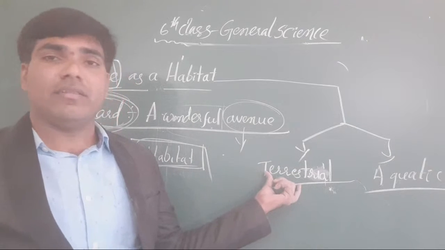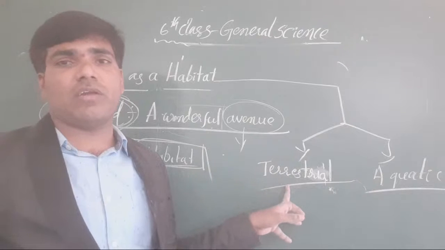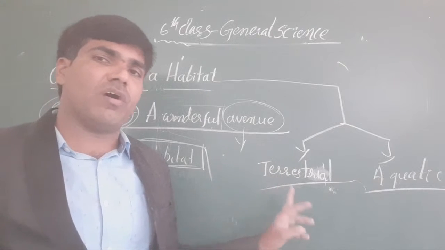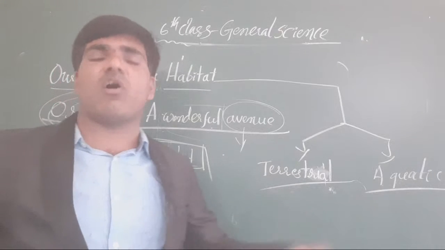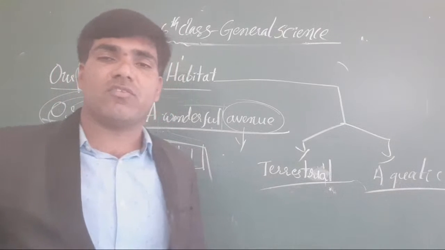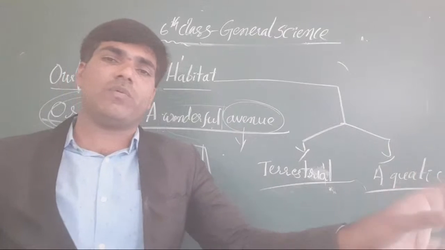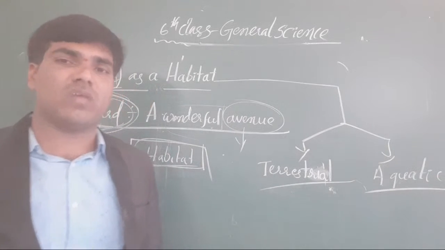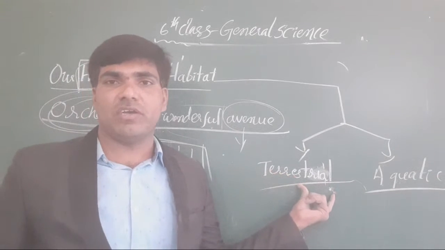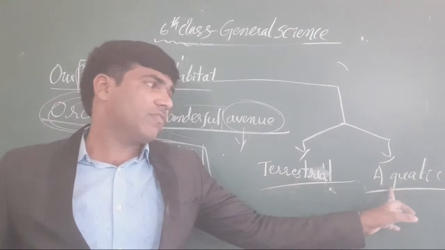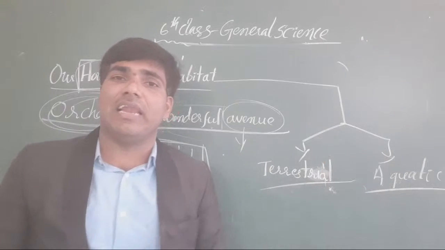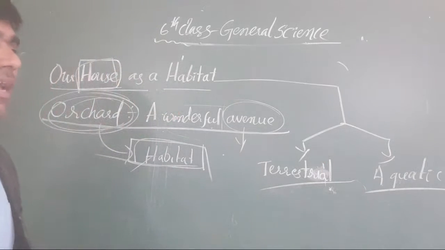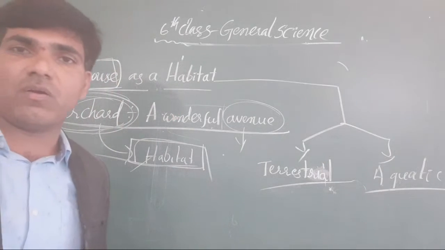In this one, a tree comes under this concern only. Our house is also in this concern only. Orchard is also in this concern only. Normal soil is also found in the orchard. Above the earth, whatever things are there, that is called terrestrial. Now, aquatic means what? Pond, sea, lake, all these are called aquatics. Clear or not, all of you?